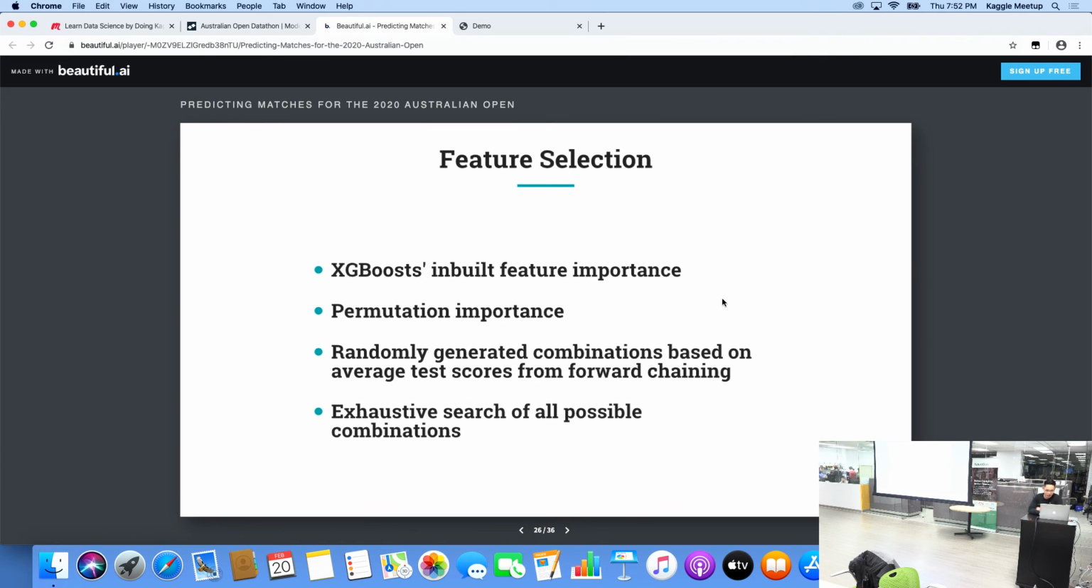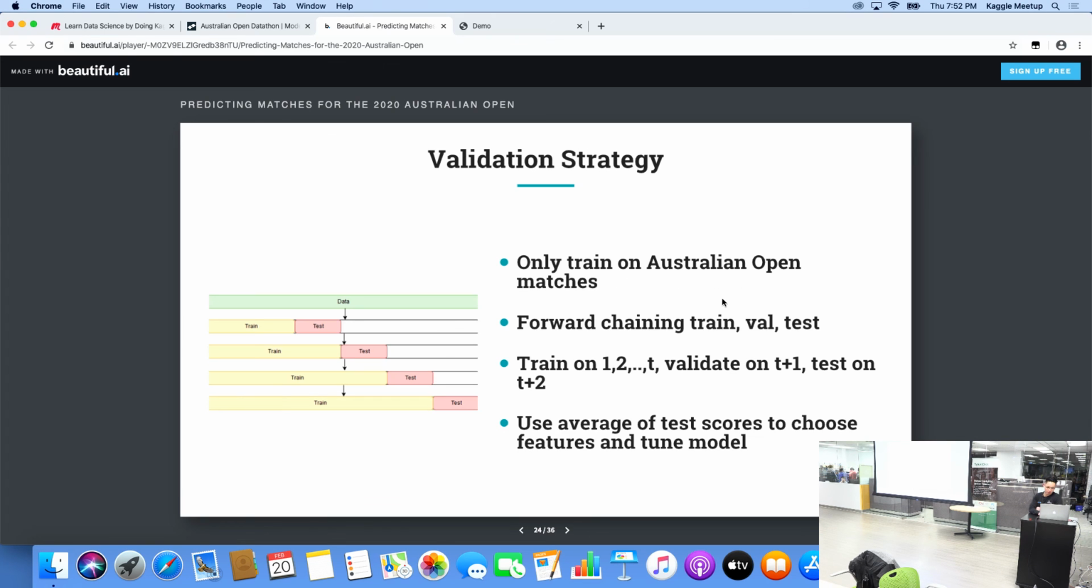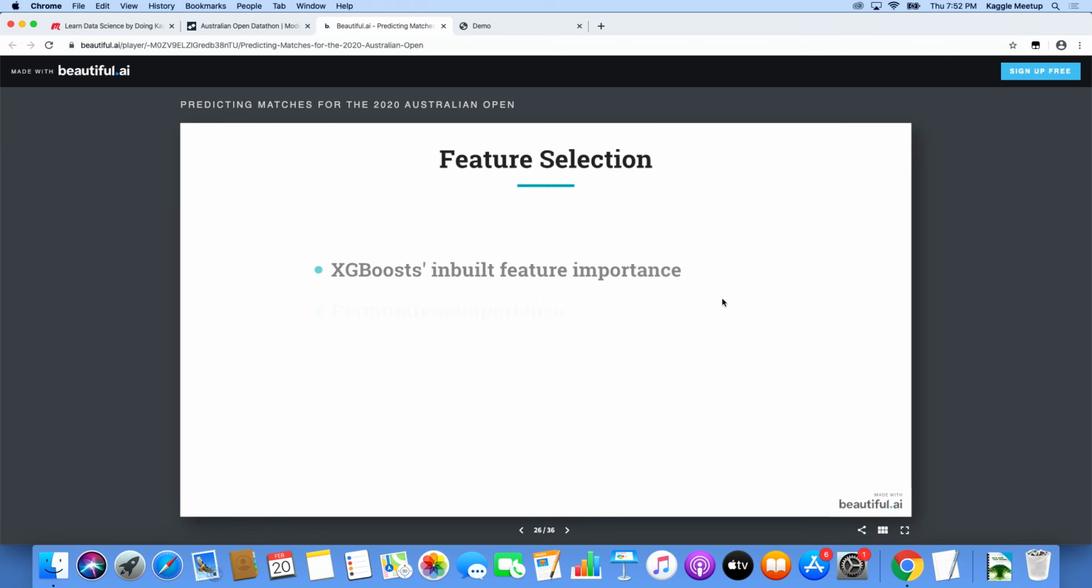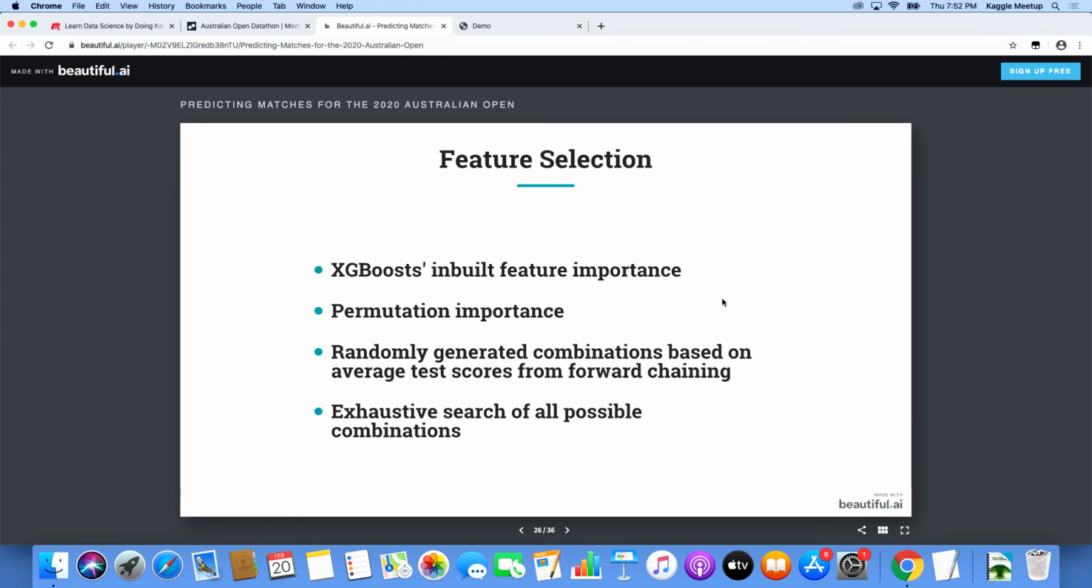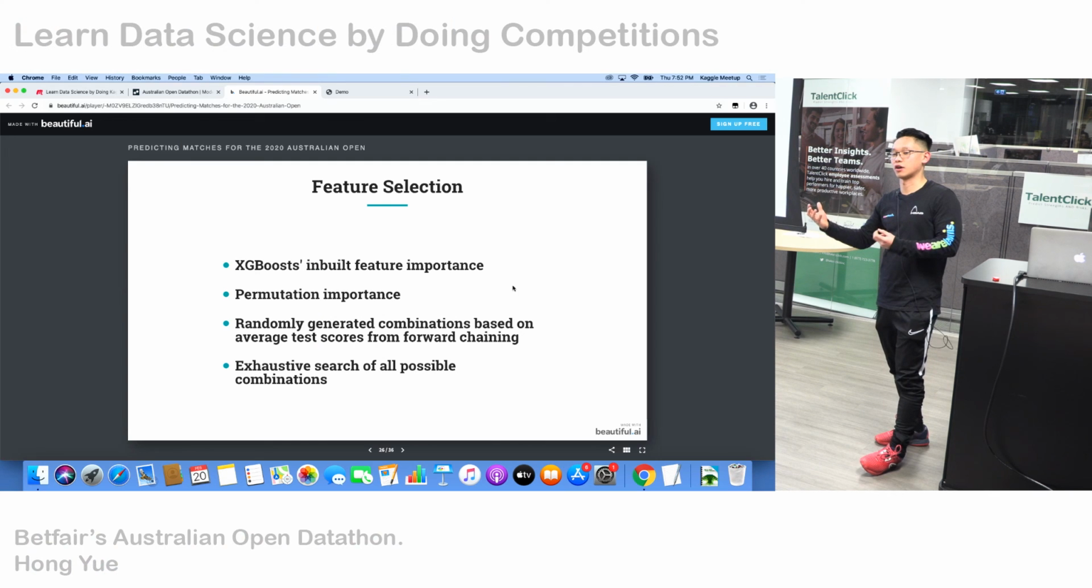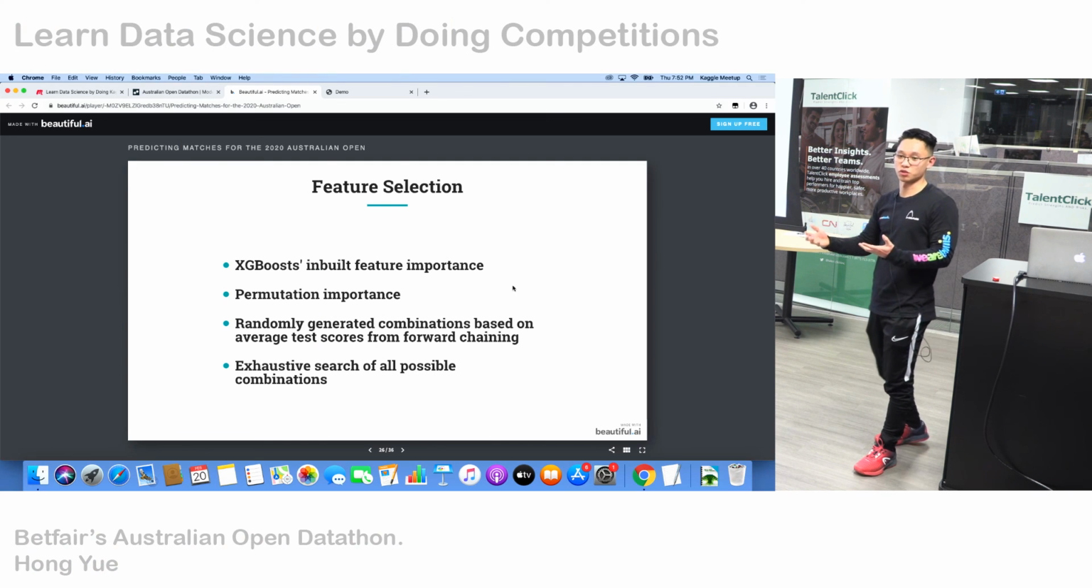Feature selection, three main techniques. I talked about the test scores, which I ultimately use: the average of the test scores from different years to tune my model and also to select features. Two other techniques as well. We have the XGBoost inbuilt feature importance, which counts how many times a variable is used to split a decision tree, measuring how valuable XGBoost found a particular variable.